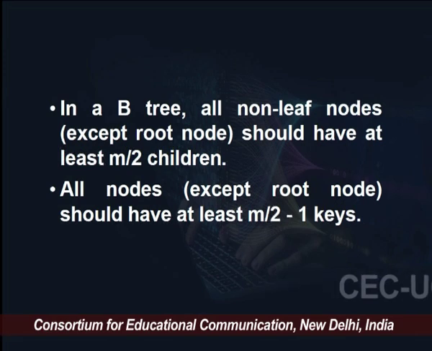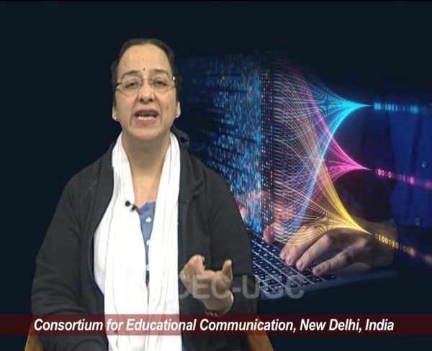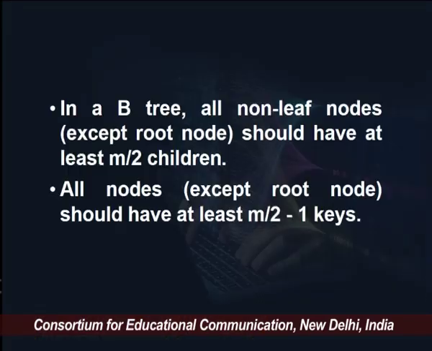So, m is the order. If we talk about 5, then 5 by 2 children is essentially at least 2 children, which is the condition of being half full, and all the nodes except the root node should have at least m by 2 minus 1 keys. If there are 3 children, then there can be 2 keys, and the number of keys will be at least 1 less than the number of children. So, it is also happening here.